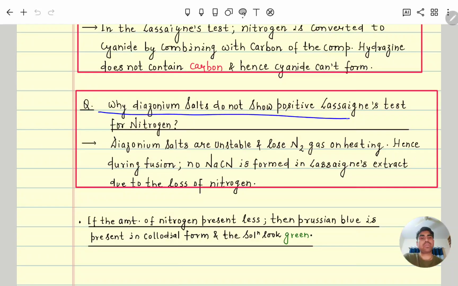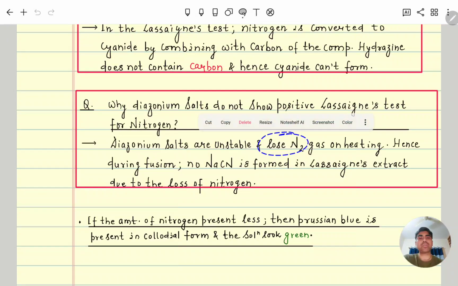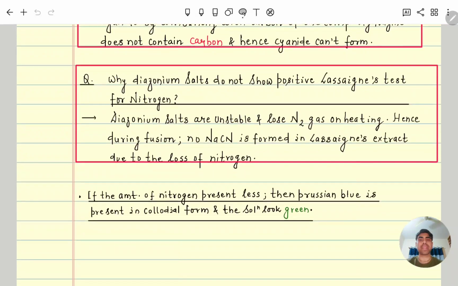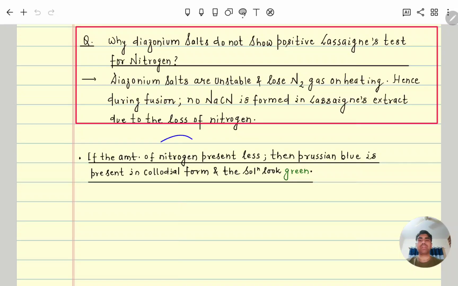Why do diazonium salts not show a positive Lassaigne test? Diazonium salts are unstable and lose N2. You know that N2 is a very good leaving group, and in diazonium, even if it is aryl diazonium, on heating it is very unstable, so N2 gas will be released. So no NaCN can be formed in the sodium fusion extract, and further reaction is not possible. And if the amount of nitrogen is less, the Prussian blue color will be somewhat green.